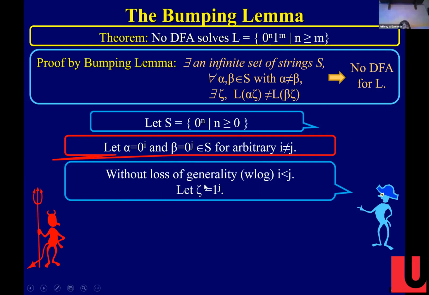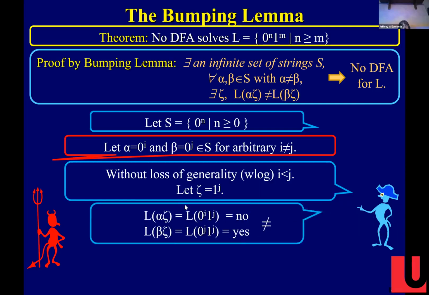So here, I'm going to make zeta be either the I or the J. I don't know which one necessarily. Let's just try one and see if it works. So let's try and make it the J. Now alpha zeta is going to be I zeros followed by J zeros. Well, J is bigger, so that means it's a no.